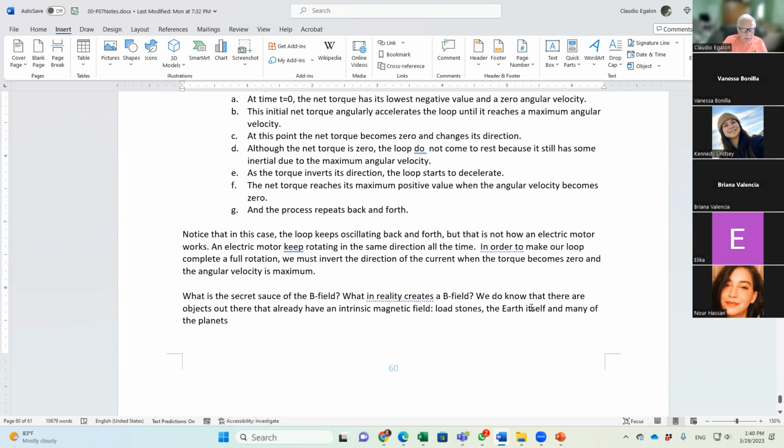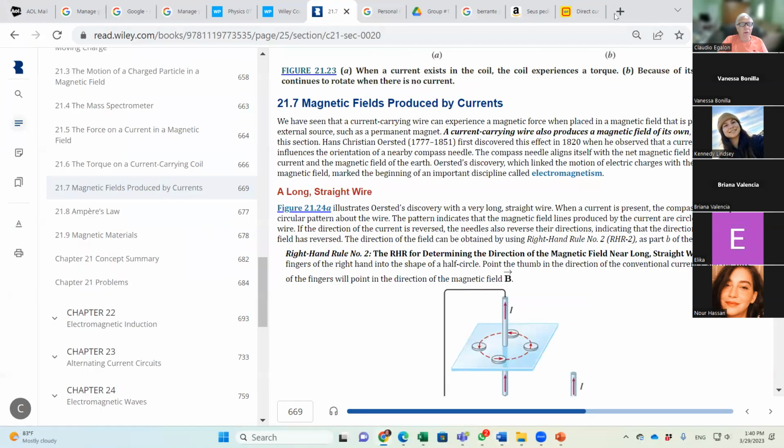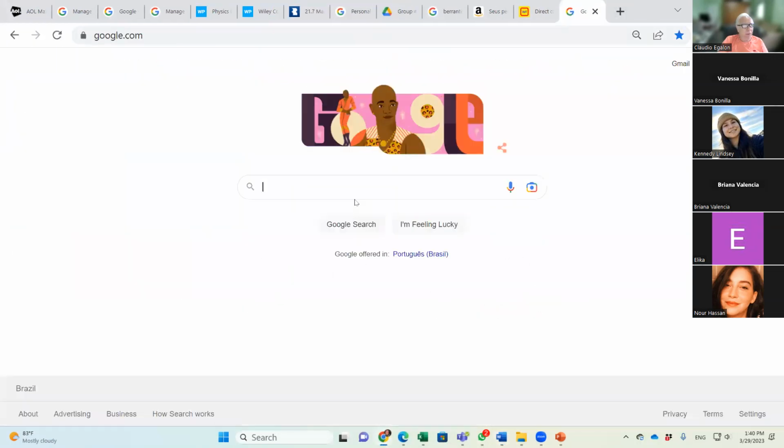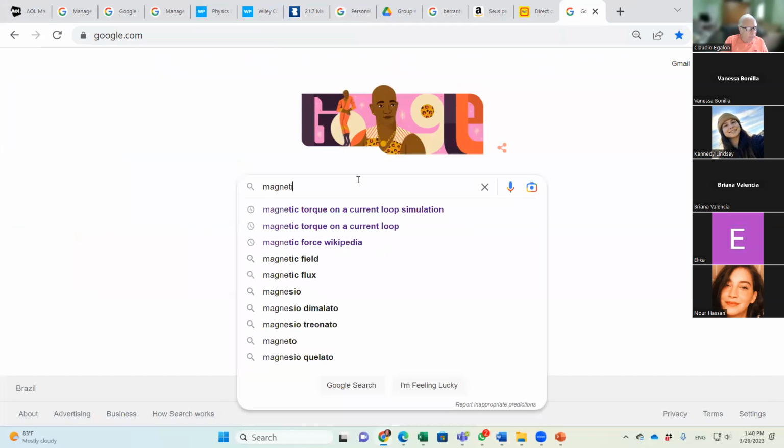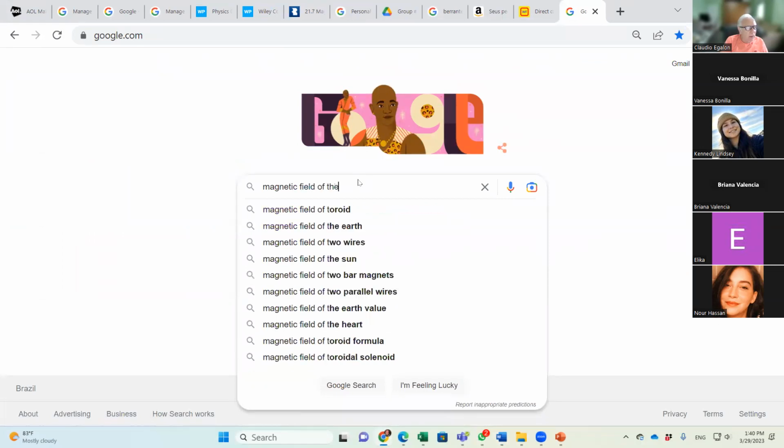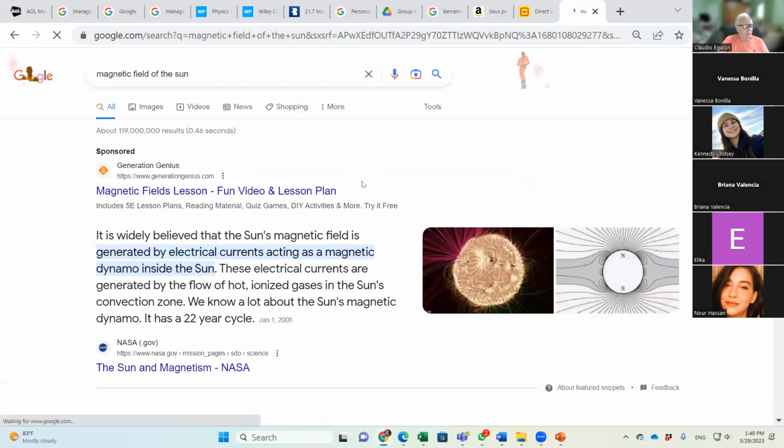The sun also, right? The sun and many of the planets. Not all planets have a magnetic field. Mars doesn't have a magnetic field. It's too old a planet to have a magnetic field. Mercury doesn't have a magnetic field. Let's make sure the sun has a magnetic field. Let's take a look. Yeah, the sun has a magnetic field.